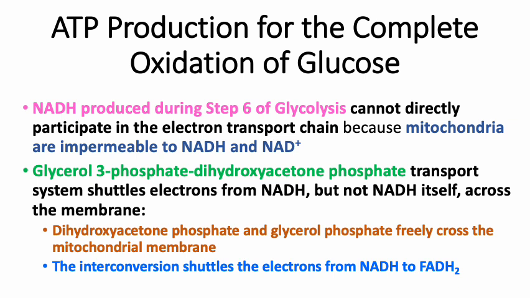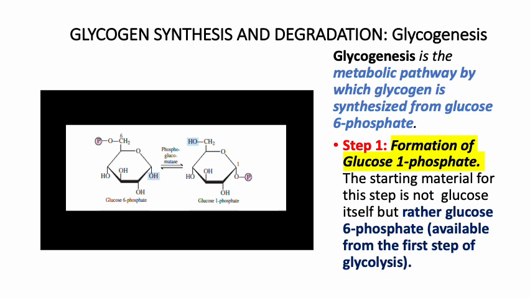Because of this, a specific transport system shuttles the electrons from NADH, but not NADH itself. This shuttle involves dihydroxyacetone phosphate, the intermediate of glycolysis, and glycerol 3 phosphate. Dihydroxyacetone phosphate and glycerol phosphate freely cross the mitochondrial membrane. The interconversion shuttles the electrons from NADH down to FADH2. So the dihydroxyacetone phosphate and glycerol phosphate do not actually carry the large NADH molecule in. They just take the electrons and transfer them to your FADH2. Okay, we are now finished discussing the step-by-step process of glycolysis.